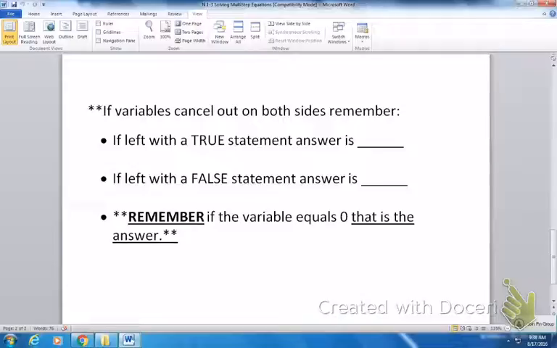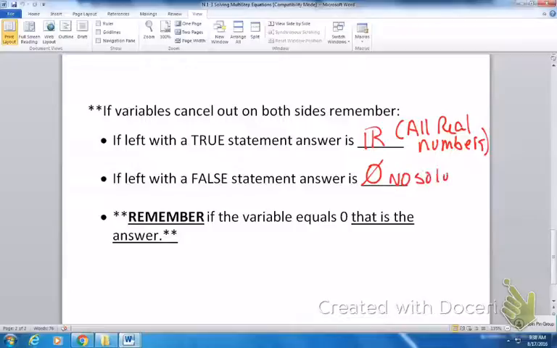If variables cancel out on both sides, remember, if you are left with a true statement like 9 equals 9, the answer is all real numbers. Okay, I'll write that out here again. All real numbers. If you're left with a false statement, you can draw the 0 with the line through it, which means no solution.